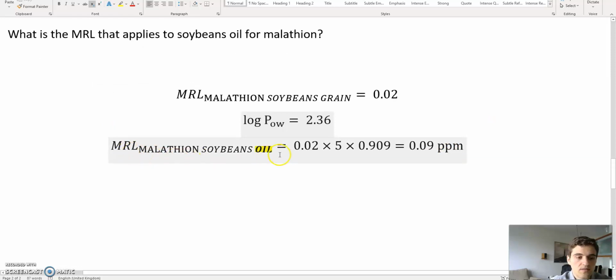So we have the result. The MRL of malathion in soybean oil is 0.09 ppm.